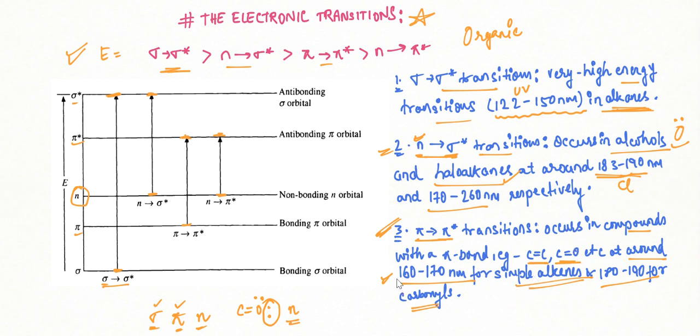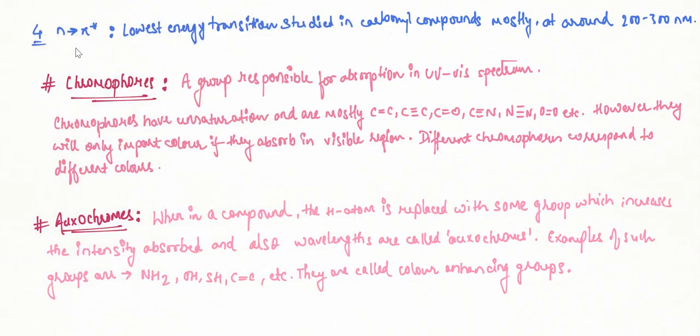Okay, so these are the basic electron transitions. Let us also talk about the n to pi star electronic transition. It is the lowest energy transition, and it is studied mostly in carbonyl compounds at around 200 to 300 nanometers. As you can see, this has the lowest energy and the highest wavelength.